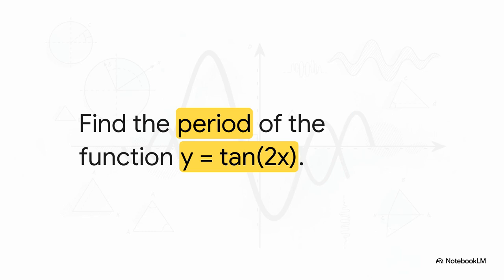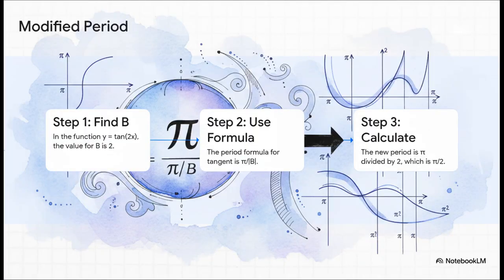Okay, let's level up just a little bit. What happens when we stick a number inside the function, right next to the x, like in y equals tangent of 2x? Well, that's going to mess with the graph's period. So the key here is to identify that b value, which is just the number multiplying x. In our case, it's 2. Then we use the period formula for tangent, which is pi divided by the absolute value of b. So we get pi over 2. This basically means the graph is horizontally squished. It now completes a full cycle twice as fast as the original graph.